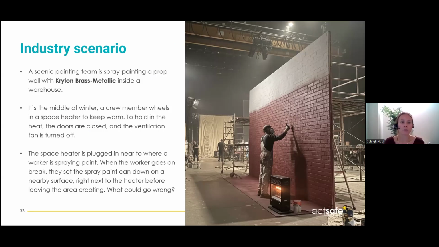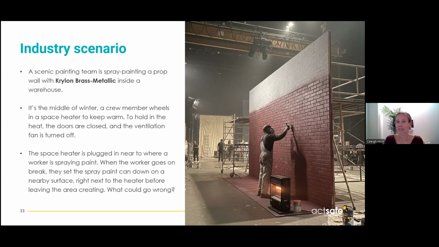The crew member wheels in a space heater to keep the space warm, and to hold in that heat, we've closed the doors, we've turned off the fans, and the space heater gets plugged in near where the workers are spray painting. The workers are done, they go on a break, they set the spray paint can down on a nearby surface. It's right next to the heater, and they head off. What could go wrong, right? I feel like this is a pretty easy one.